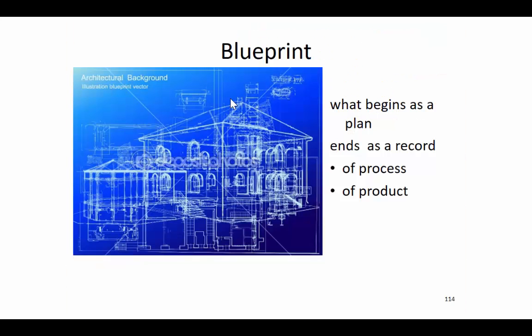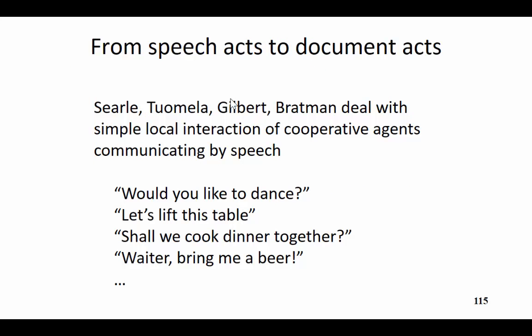And then we want to build a house. So this is a blueprint. We're going to have world to blueprint direction of fit. It starts as a plan, and it's going to end as a record. And it will be a record both of the process, because as the plan gets executed, the blueprint will change, because we'll discover that there is an oil well or something just where we wanted to put the baby's room. So this will be a record of the process and of the product, because the house should look a bit like this.